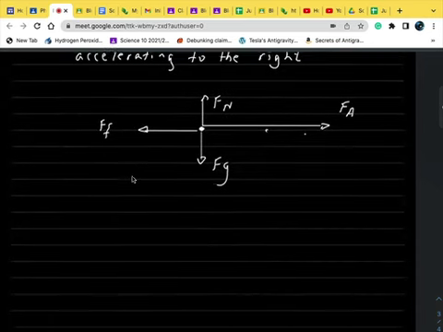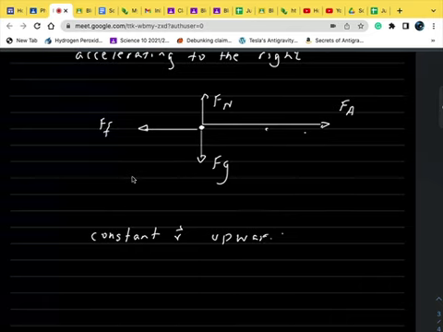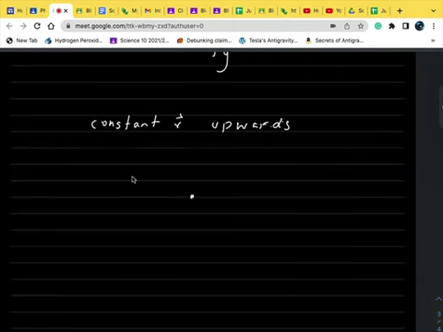Next, upwards motion. Constant velocity upwards. Draw a free body diagram. Which force is always in the diagram, regardless of whether it's sideways or upwards? Yeah, good, Fg.